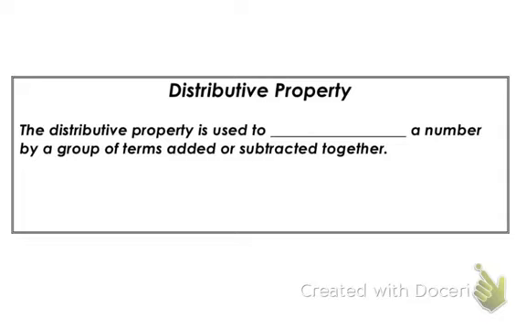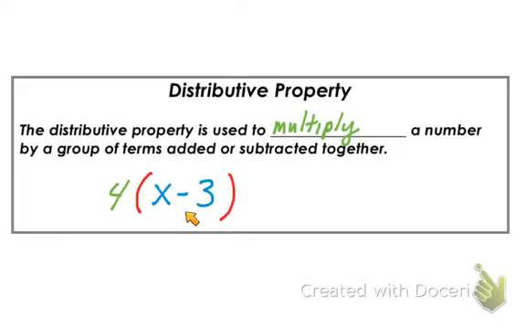Now a property that we need to discuss is something called the distributive property, and we use it to multiply a number by a group of terms added or subtracted together. So if you see a number or a variable and next to it is parentheses, that's grouping terms that are added or subtracted together inside. This would read 4 times the quantity x minus 3.